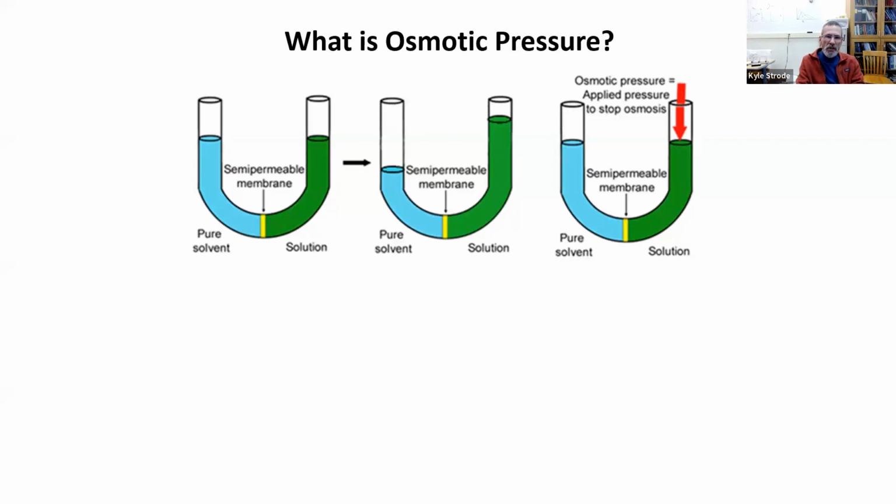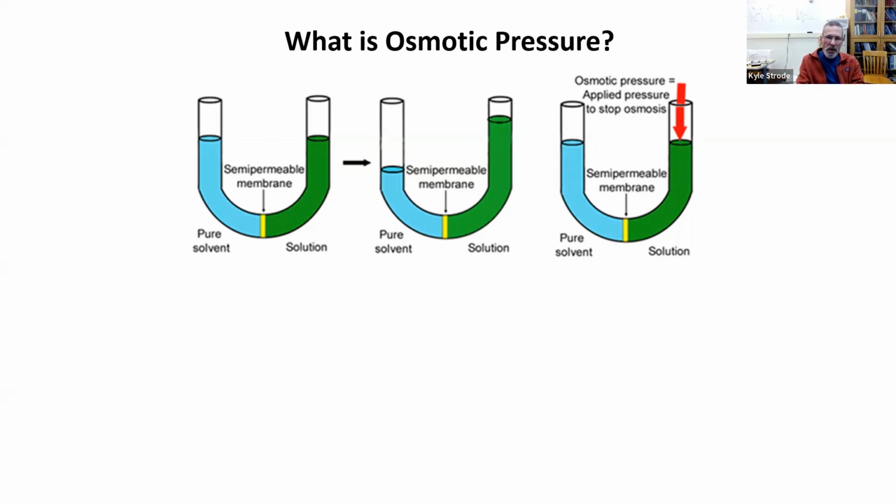In the green part of the tube there is a solution, which must therefore contain a solute if it's a solution. So it has a lower water concentration, a higher solute concentration. And therefore you can assume, based on the previous diagram, that water is going to have a tendency to move from the blue side to the green side, from the pure solvent to the solution.